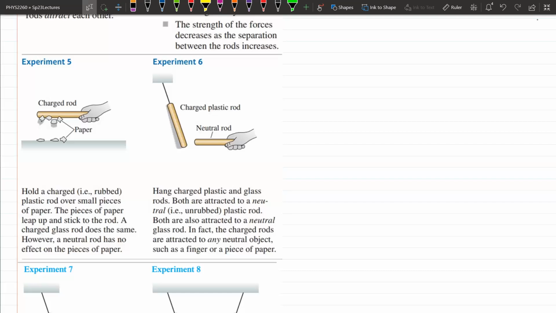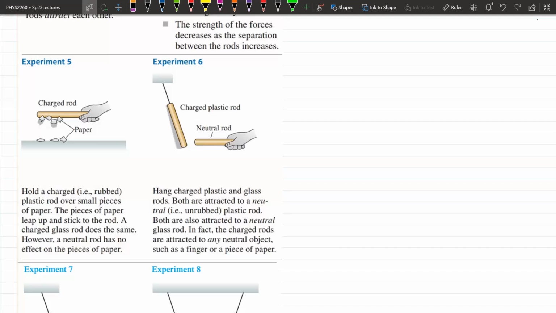But I didn't rub these pieces of paper at all, right? So somehow they're able to pick them up, even though I didn't rub my hat on the pieces of paper. So that's odd. We're going to have to deal with that and figure out how to explain it.